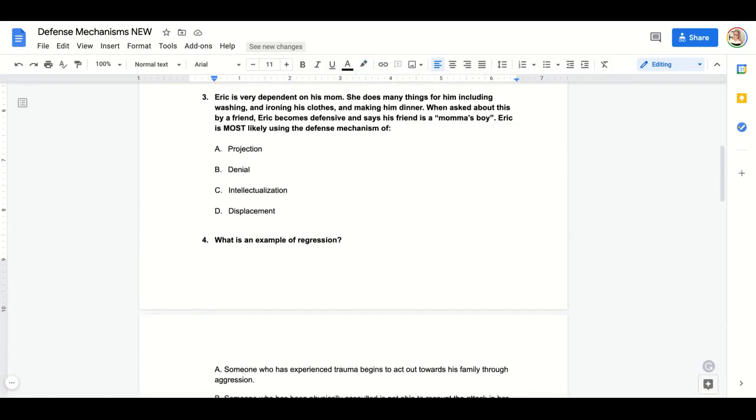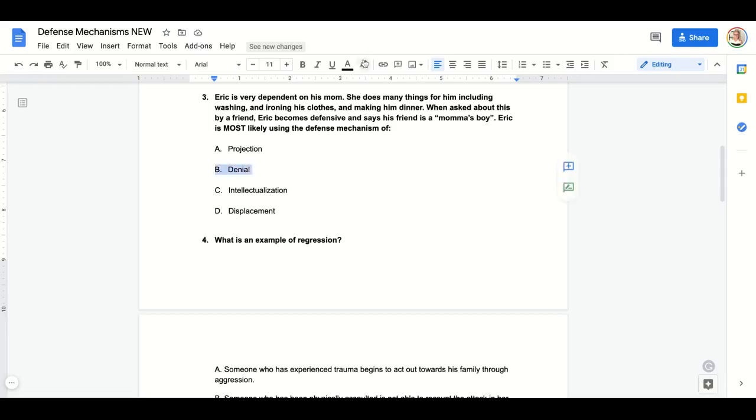Number 3, Eric is very dependent on his mom. She does many things for him, including washing and ironing his clothes and making him dinner. When asked about this by a friend, Eric becomes defensive and says his friend is a mama's boy. Eric is most likely using the defense mechanism of A, projection, B, denial, C, intellectualization, or D, displacement.